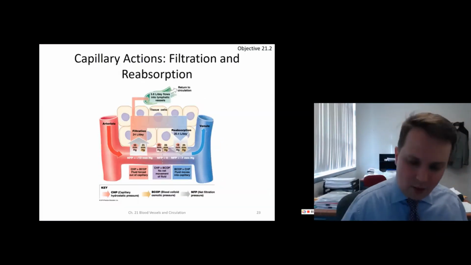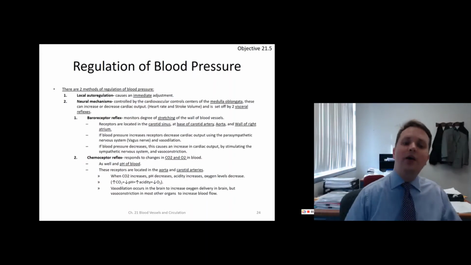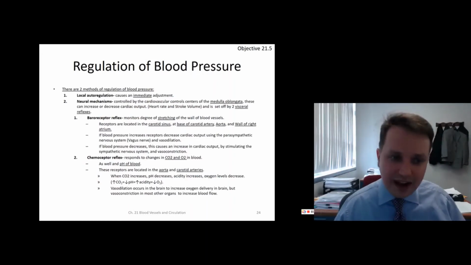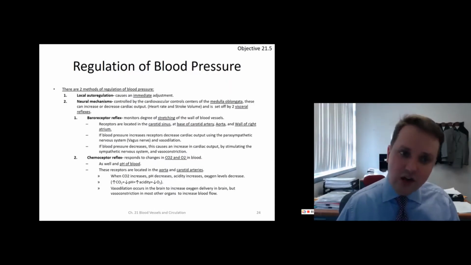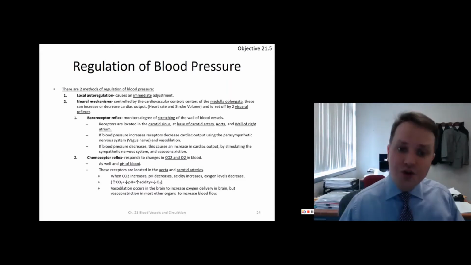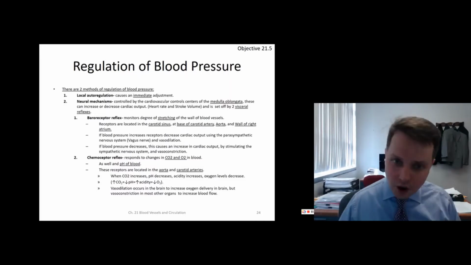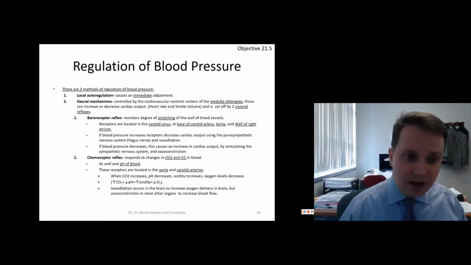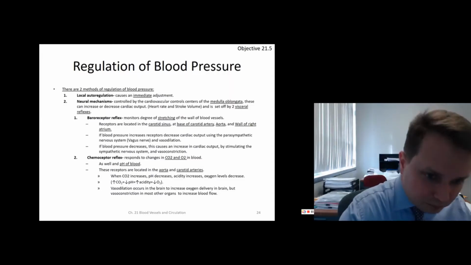So what I want to do now is look at how we control blood pressure. We're going to start off with two different mechanisms that can do that. Local autoregulation is a type of intrinsic control, so these cause immediate adjustments. This is basically the heart controlling the heart. Neural mechanisms use neurons.